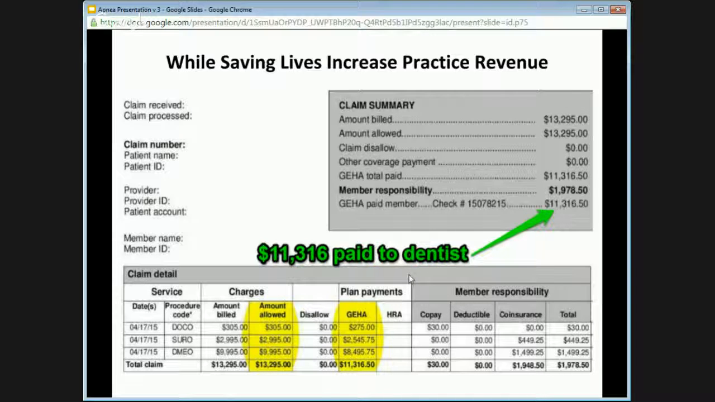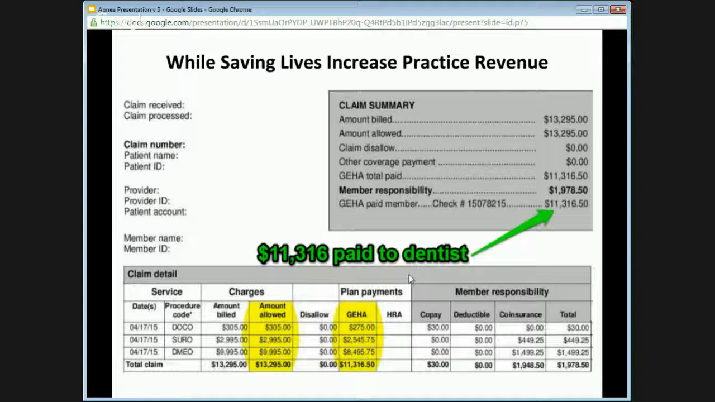This is an EOB of one patient that came to a dentist for oral appliance therapy. We did a sleep study on the patient, he had sleep apnea, and the dentist was able to treat him with an oral appliance. This is a real live EOB. Their insurance paid out $11,316.50. I can guarantee you every one of your reimbursements will not be that.